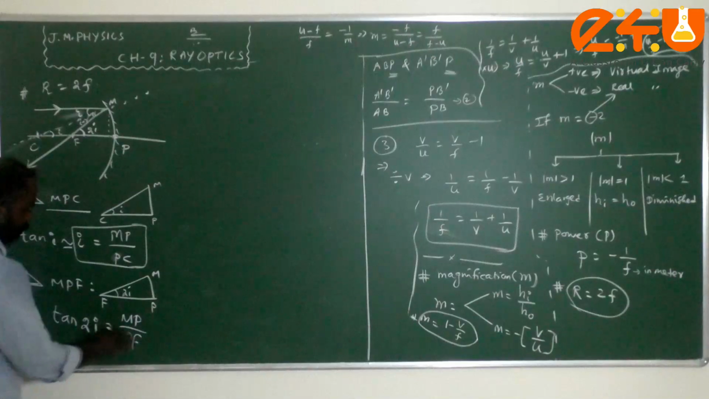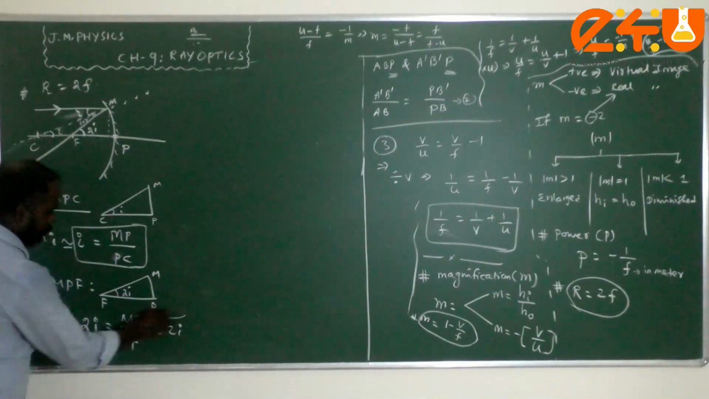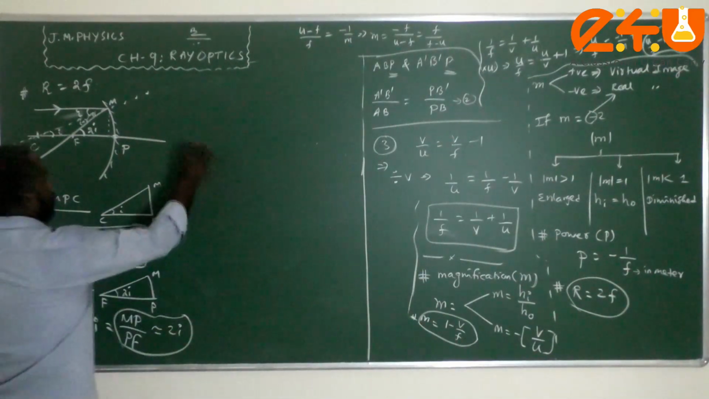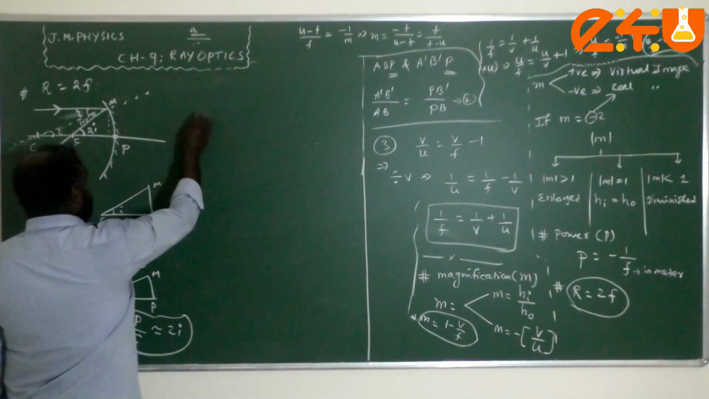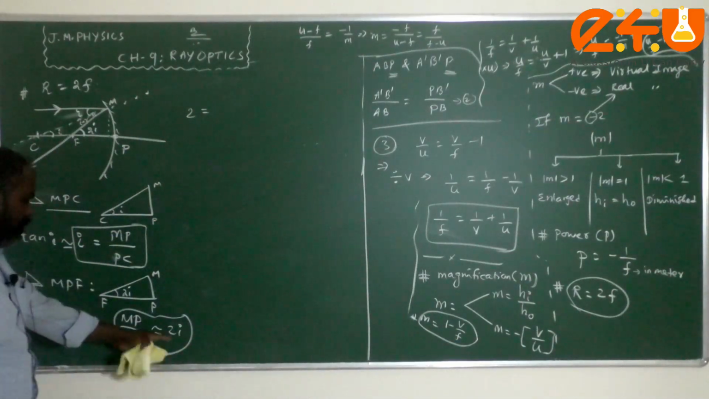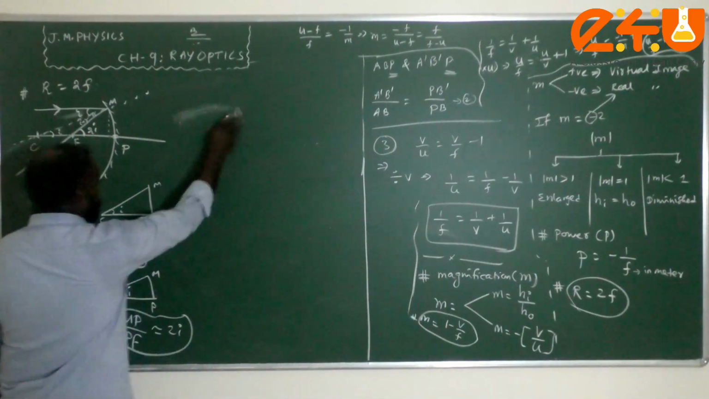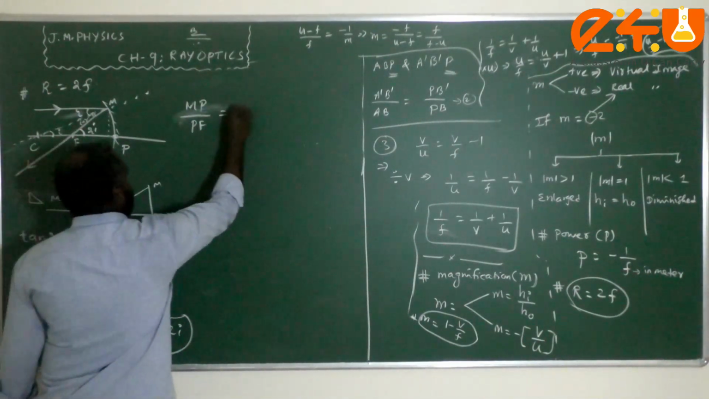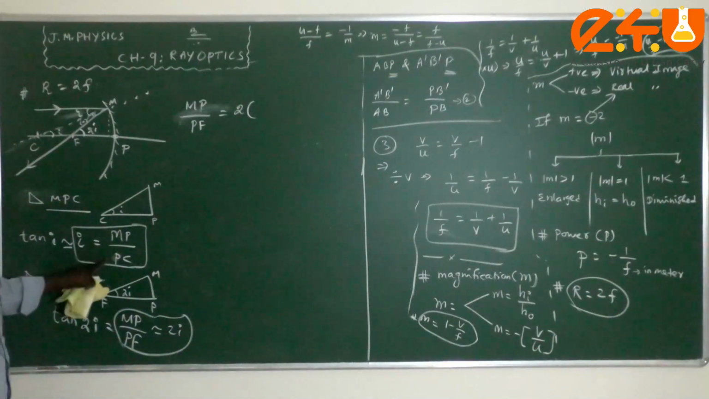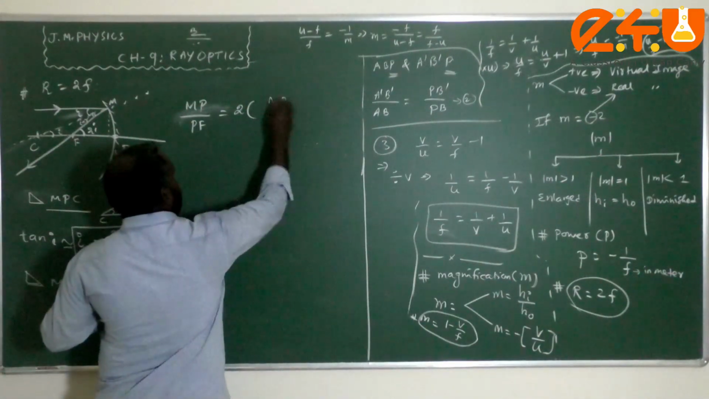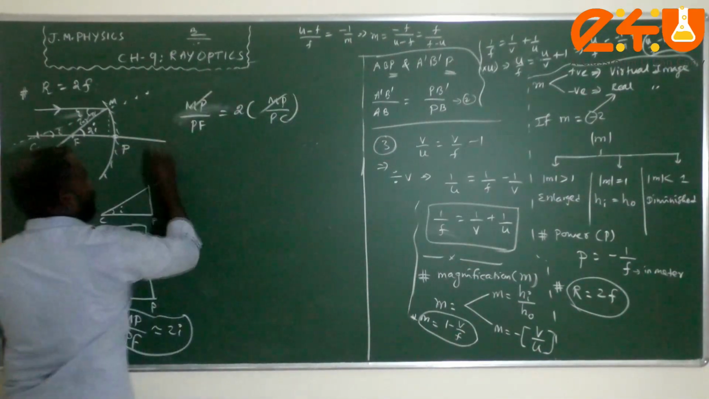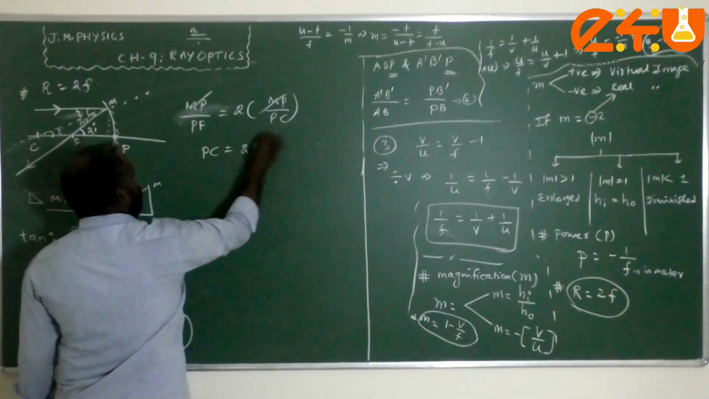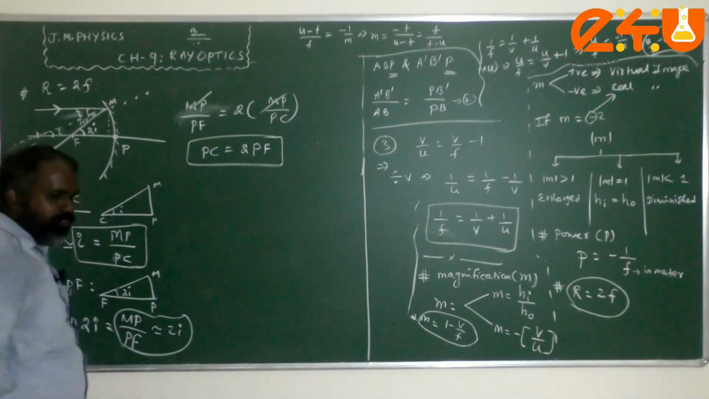For small angles, I can approximate tan 2i as 2i. Now compare these two relations and substitute. MP by PF is equal to 2 times i, which is nothing but MP by PC. So MP gets cancelled out. Cross multiply, so PC is equal to 2 times PF.